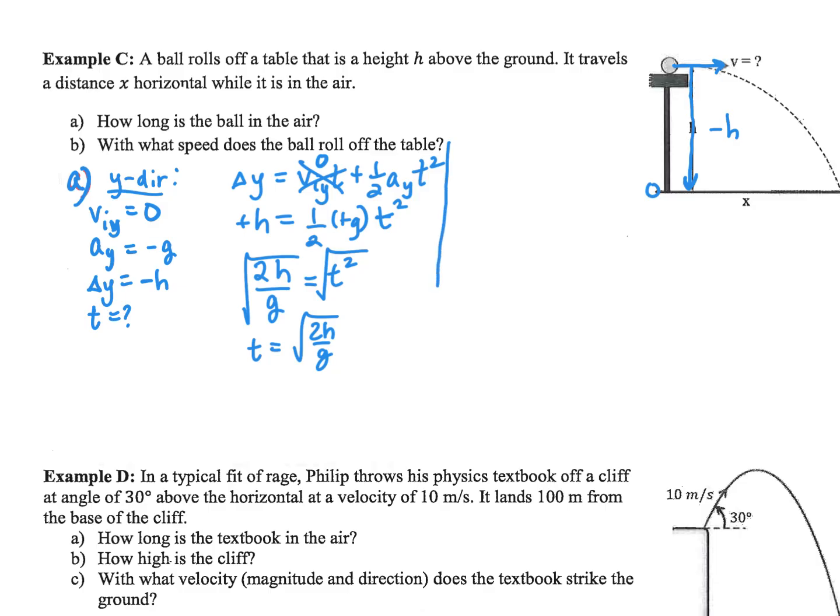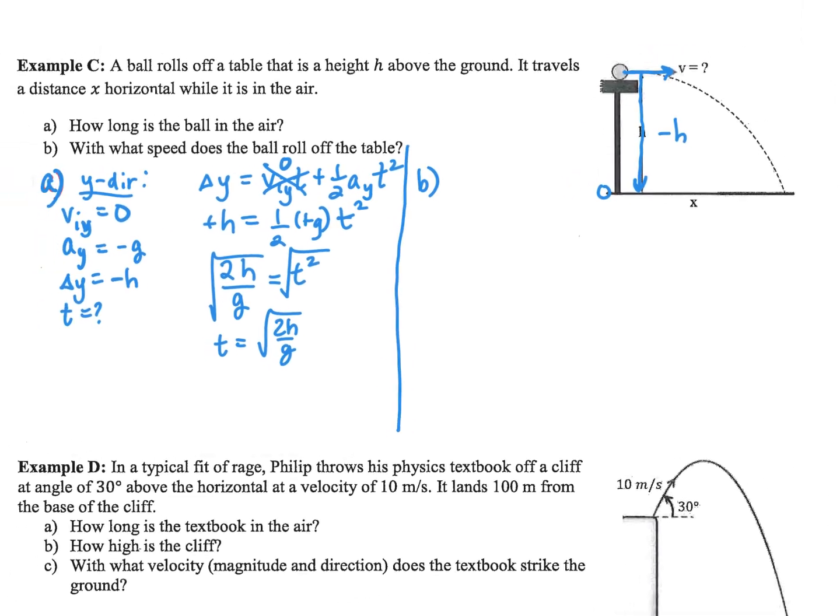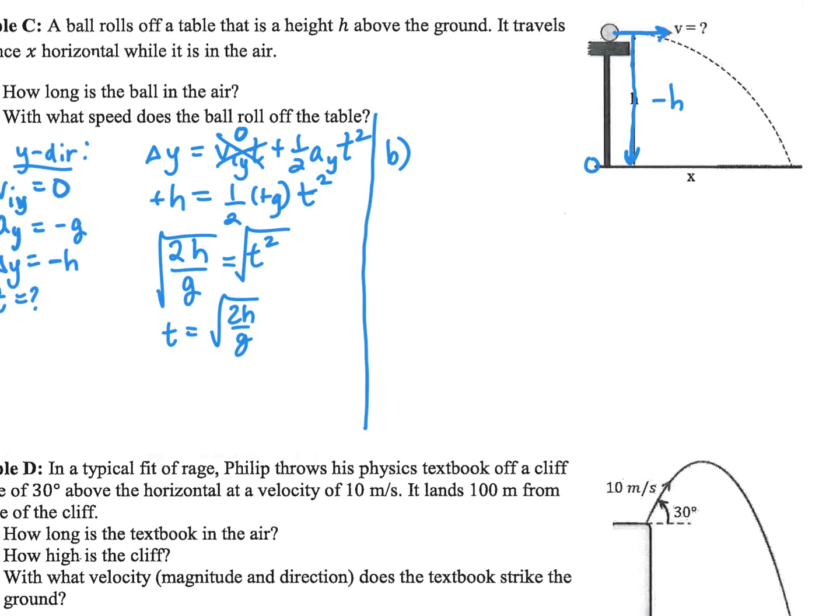Now, we used a to find the y direction to find time, which means we're going to use what? X direction probably to find the speed with which it rolls off the table. Because we want to know v initial in the x direction, don't we? That's what we don't know. So what else do we know that's in the x direction? We know delta x, don't we? Look at your picture. What is delta x? X. We know t. Square root of 2h over g.